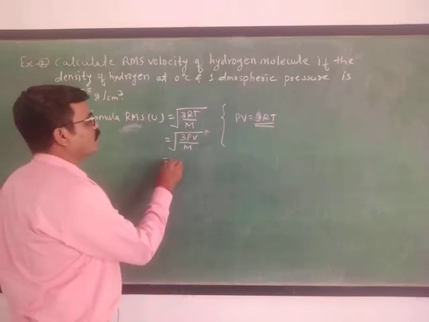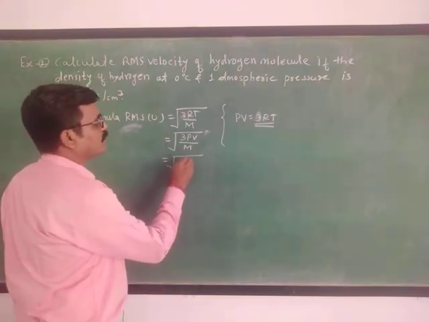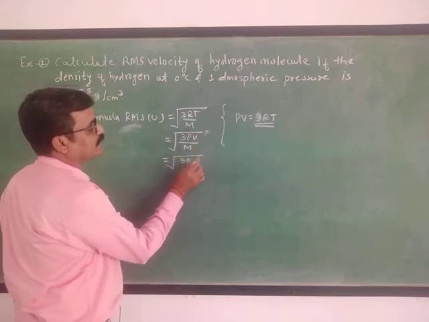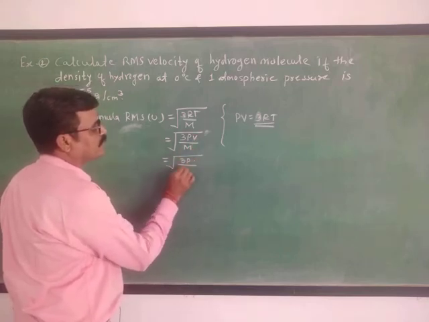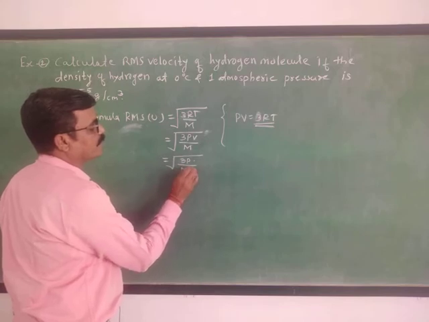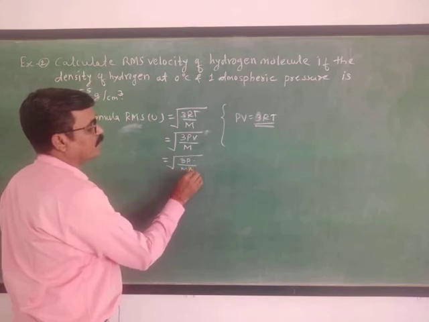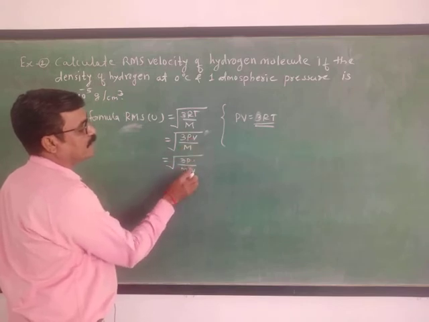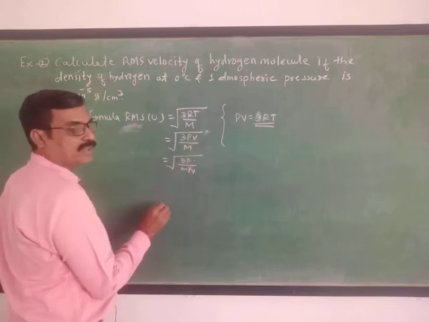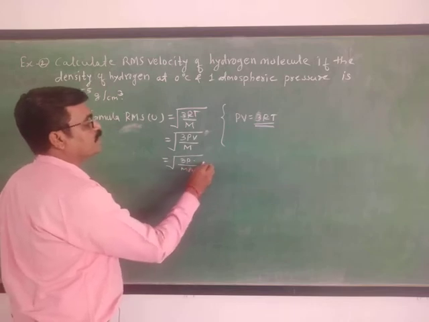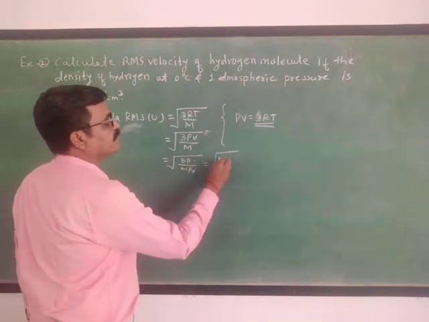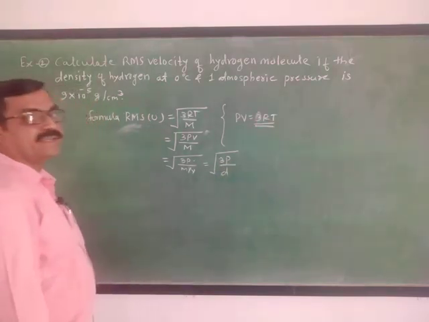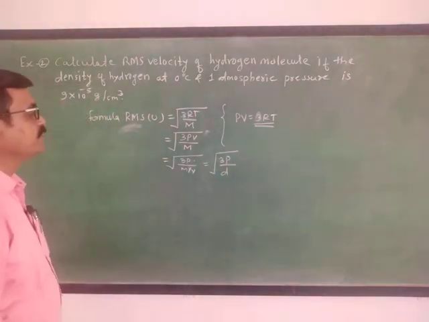Now again you know mass upon volume is nothing but density. That's why when this V comes to the denominator, then you may write this equation as M upon V. M upon V, meaning is the same. 3 multiplied by P multiplied by V upon M. But this mass upon volume is nothing but density. That's why root of 3P upon D. And what is D? D is the density.